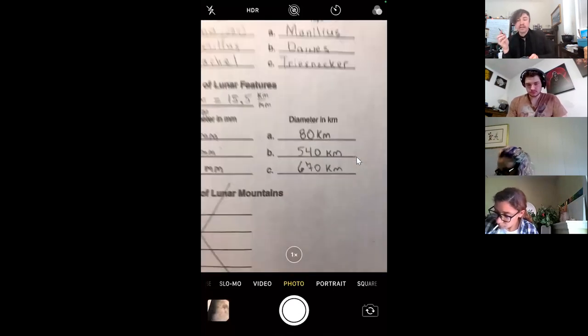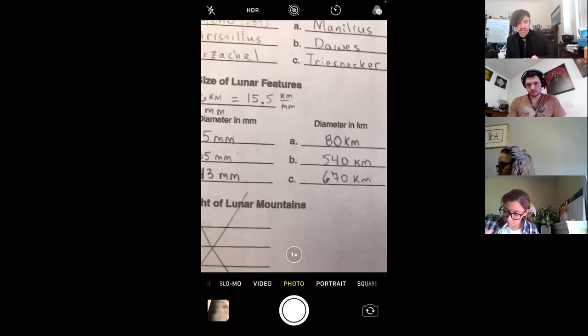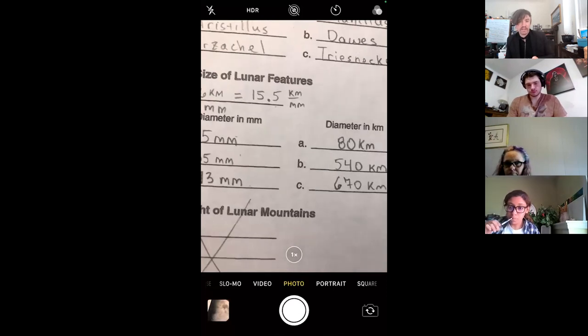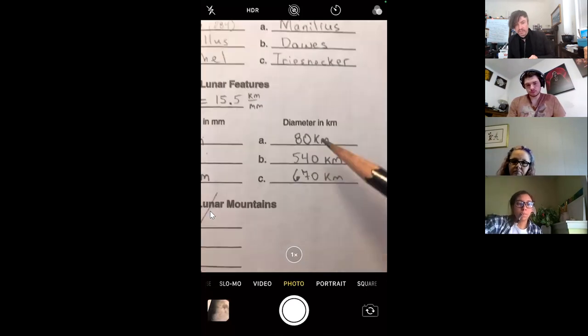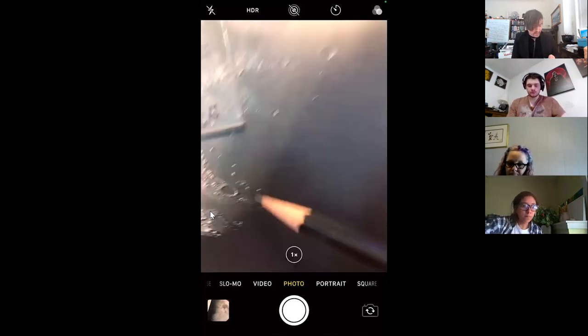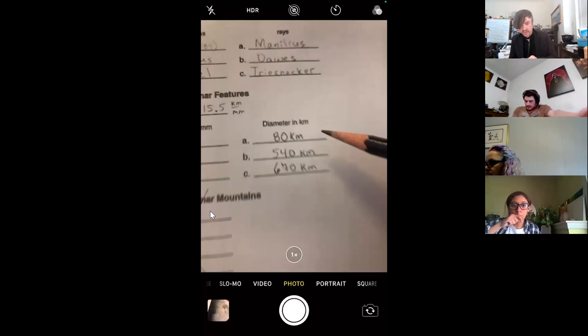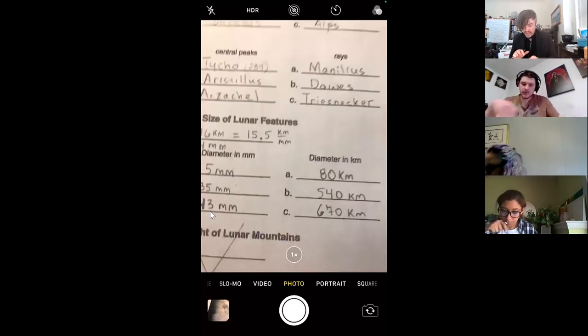So before we end our lab today, and I think this clocked in at roughly an hour, or a little under that, but that's okay. Let's think about what all these dimensions mean. This crater Plato is about 80 kilometers across. How would that compare, say, to the state of Rhode Island?